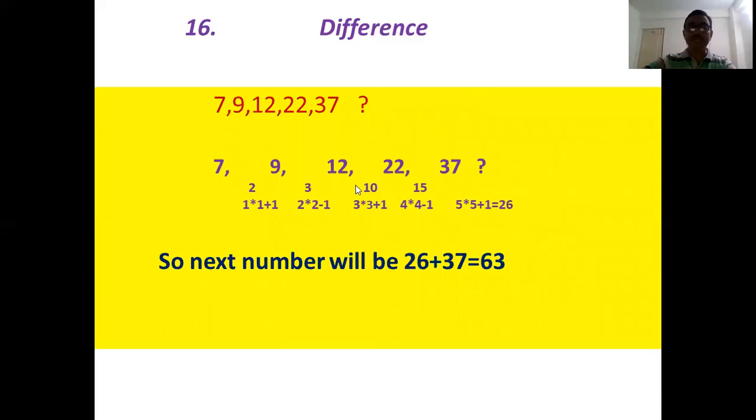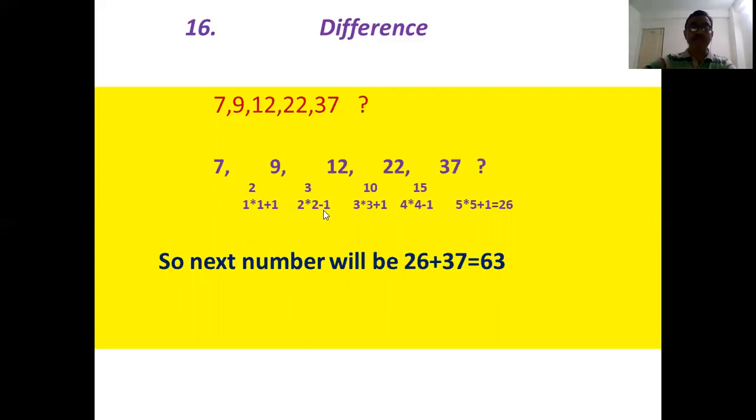Let us consider one more example, one last example of the difference. See, if you look carefully, if you subtract 9 minus 7 is 2, 12 minus 9, 3, 22 minus 12, 10, 37 minus 22, 15. But you're not able to observe a clear pattern in the differences which we're getting: 2, 3, 10, 15. So what we can say, oh, 2, I can write like this, 1 square plus 1.